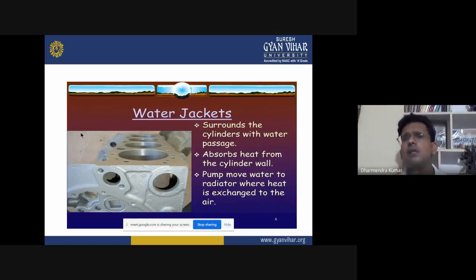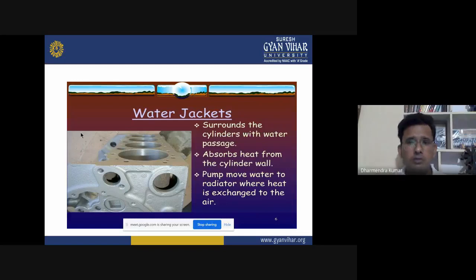Now, the water jackets we normally use surround the cylinder with all the water passages. It absorbs heat from the cylinder wall. Pumps move water to the radiator where the heat is exchanged to the air. If we're talking about the water cooling system, the function of the radiator is to transmit heat, which means it dissipates the heat to the surrounding air and chills the coolant.